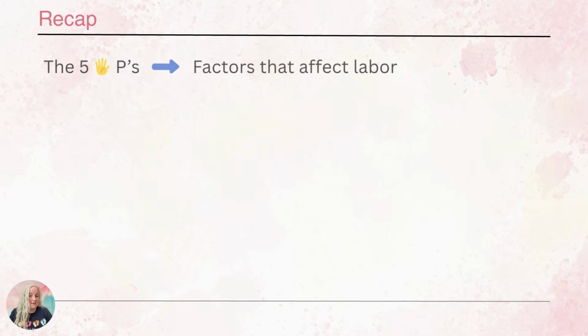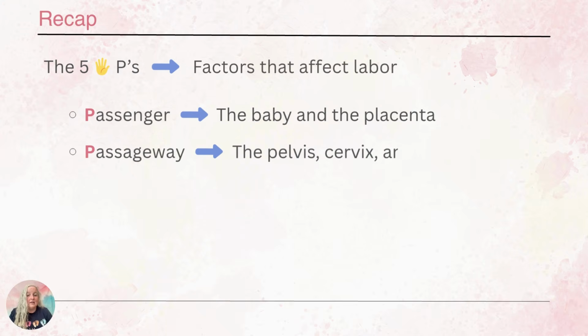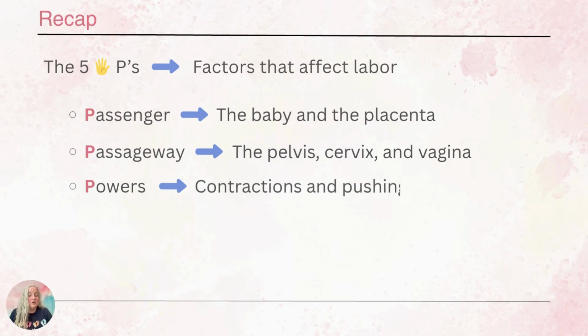So, to recap, the 5 P's are the factors that affect labor. The passenger is the baby, and it's also the placenta. The passageway is the pelvis, the cervix, the vagina. The powers include our contractions and mom's pushing effort.